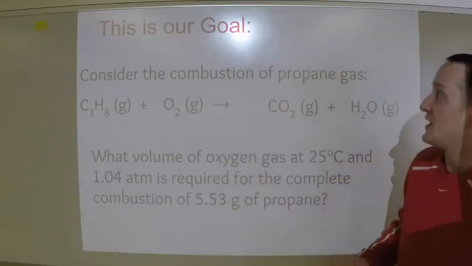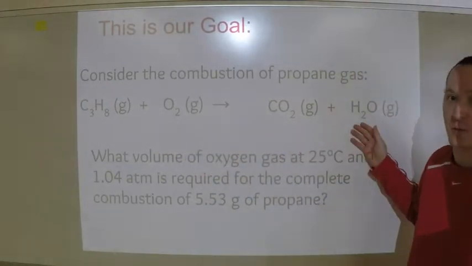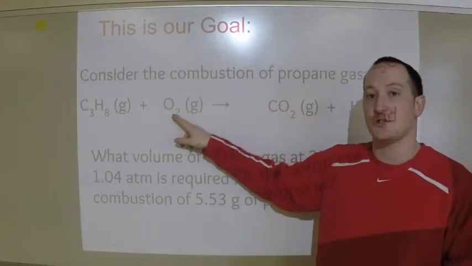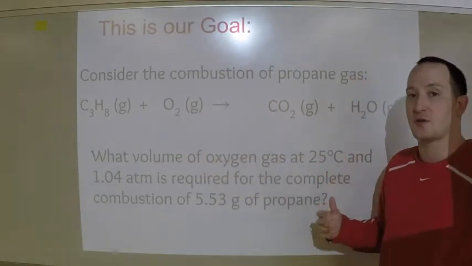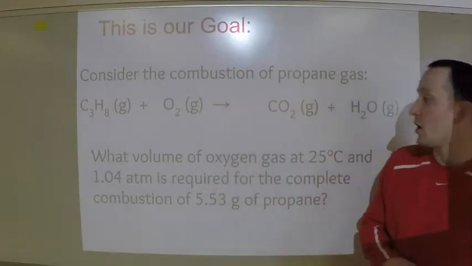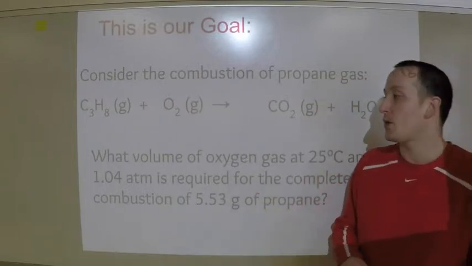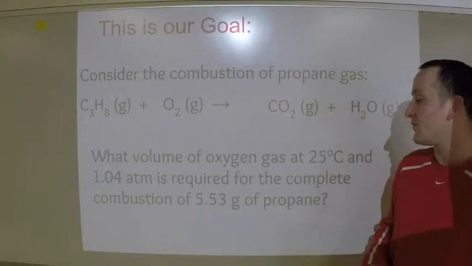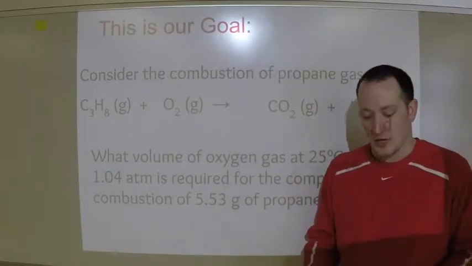So here's what it says. Consider the combustion of propane gas. Here is the equation for the combustion of propane gas. This is propane gas. All combustion reactions react with oxygen, so it's propane reacting with oxygen, and the products of every combustion reaction are CO2 and H2O. Here's what it asks us to do: what volume of oxygen gas at 25 degrees Celsius and 1.04 atmospheres is required for the complete combustion of 5.53 grams of propane? That's the question we're going to try to answer today.